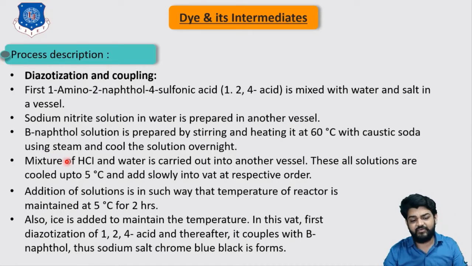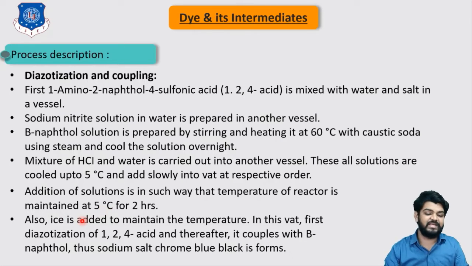Now we are also preparing one more mixture of the HCl, which is being carried out inside another tank. All the solutions are being cooled to 5 degrees Celsius, and they are being added inside the vat in the respective order. So this vat is nothing but your coupler vessel, inside which we are adding all the mixture at -5 degrees Celsius. So also we are adding ice in order to maintain this temperature of -5 degrees Celsius for 2 hours.